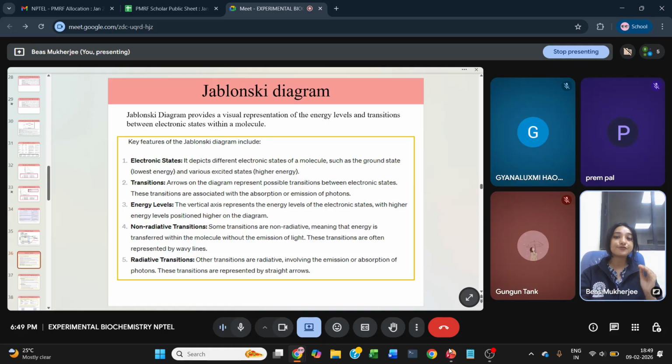Then there is radiative transition. So other transitions are radiative. That means involving either emission or absorption of photons as it is going up and as it is coming down. So these transitions are represented by straight arrows.